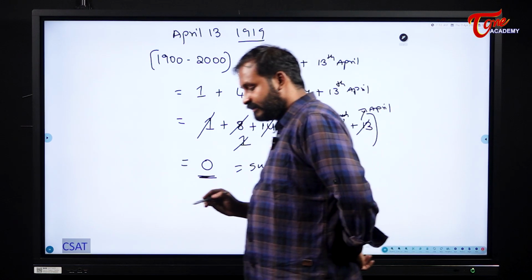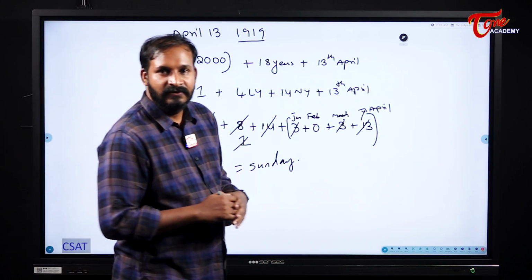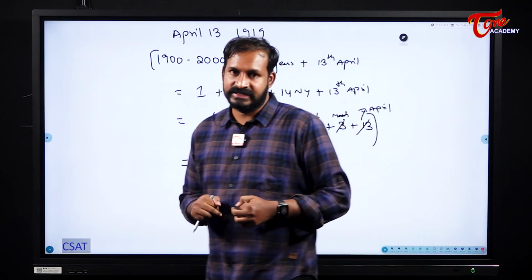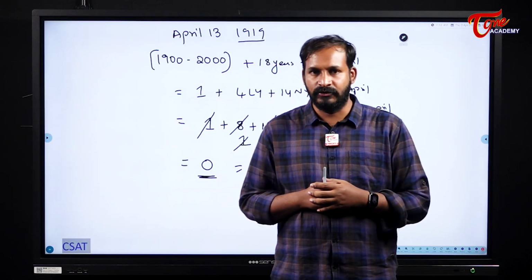Zero means Sunday. So the Jallianwala Bagh massacre happened on a Sunday. We know it was 13th April 1919. What is the date we got here? Sunday. Okay, like this, try to check 3 to 4 dates which you know.